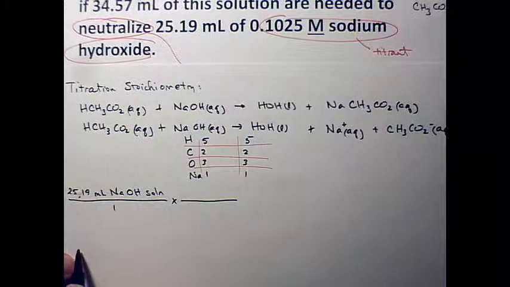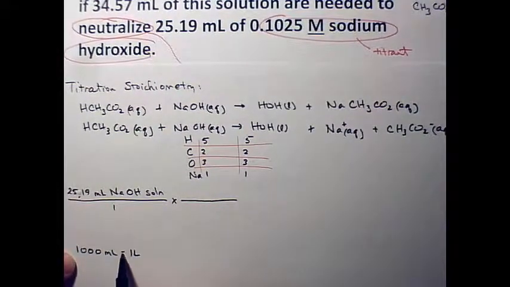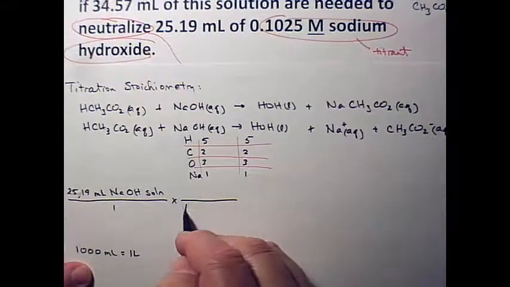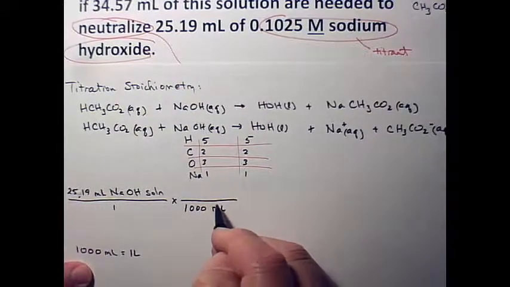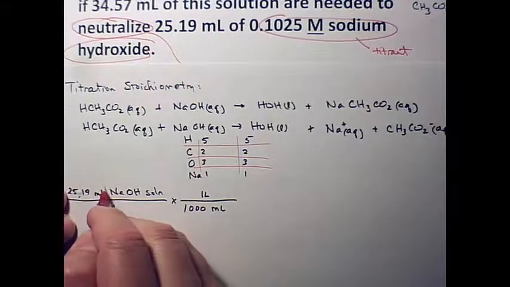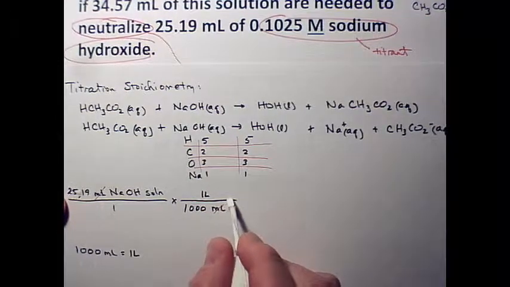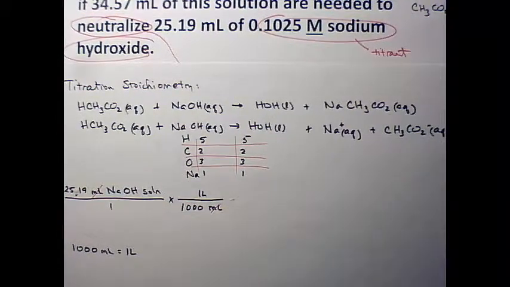Okay. What I'm going to do then is to use this equality statement here. This is a defined equality. 1,000 milliliters equals a liter. I want to put 1,000 milliliters on the bottom and 1 liter on the top. And I can change now the volume into liters. Now we're ready to use the concentration to change this into moles. Okay? And I want to put a times sign here.